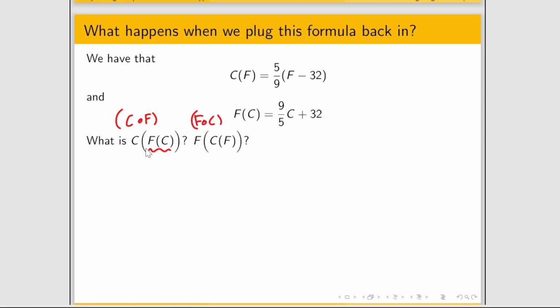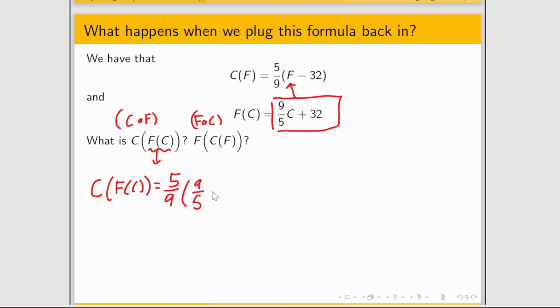So this is asking us, for this first one, C of F of C being this, is asking us in the Celsius equation to replace everywhere I see its input Fahrenheit with the equation for Fahrenheit. So let's go ahead and try that. So C of F of C, and I promise there is a point to this, something very special is going to happen at the end, is 5 over 9 times, and instead of writing Fahrenheit, 9 over 5 Celsius plus 32, and then we still have this minus 32.